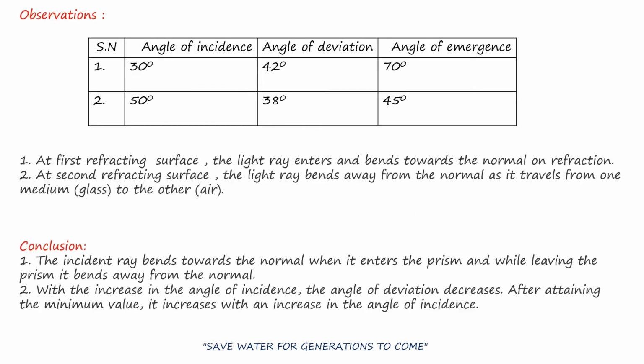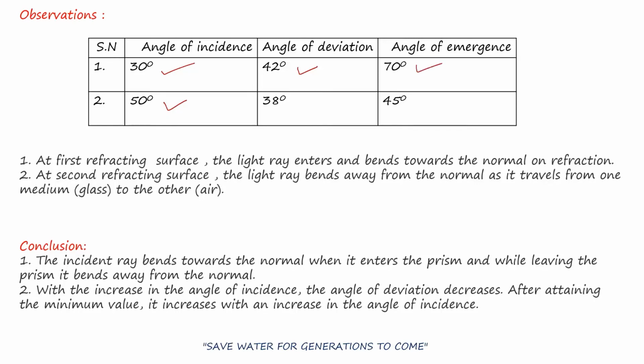So now we have performed the experiment. Now we are going to write down the observations here. So in observation, this is the observation table. And here you can see we have performed two experiments. So twice means first for angle of incidence 30 degree, then angle of incidence 50 degree. For angle of incidence 30 degree, angle of deviation is 42 degree and angle of emergence is measured 70 degree.